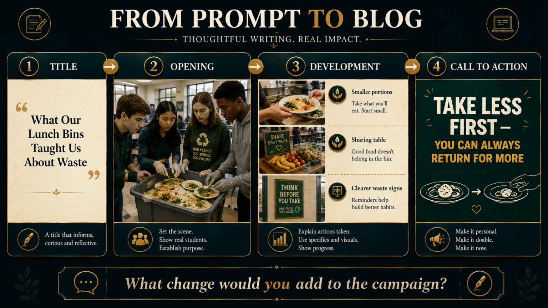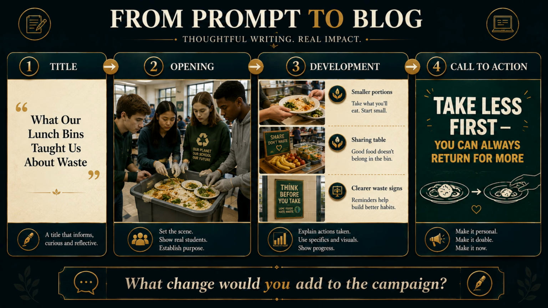Then the second section could explain what the group did. "Instead of beginning with a complicated campaign, we tested 3 simple changes. Students could request smaller portions. Unopened packaged food could be placed on a sharing table, and signs beside the bins reminded everyone to take only what they expected to eat. None of these ideas was revolutionary. That was precisely the point. Within a week, however, noticeably less edible food was being discarded."